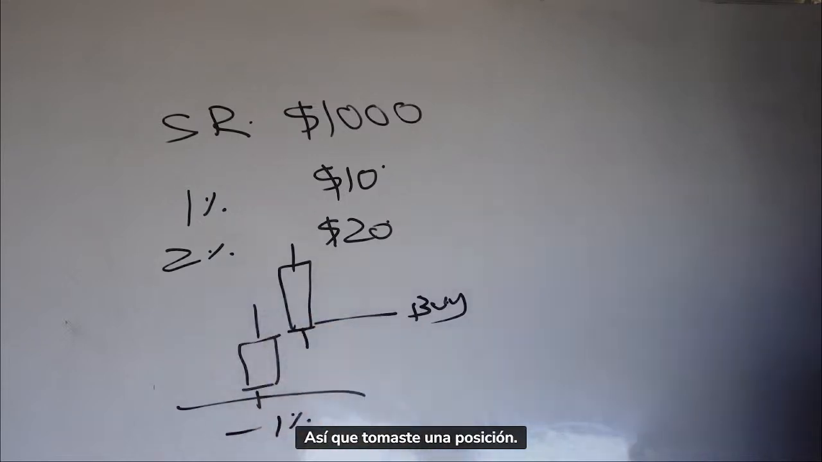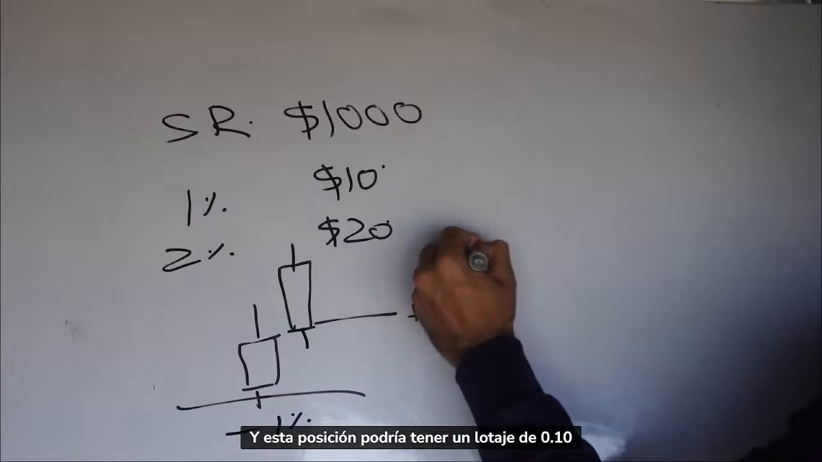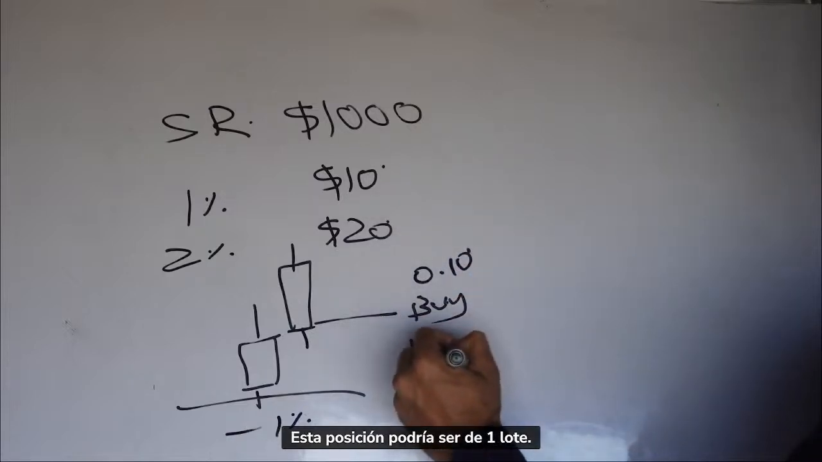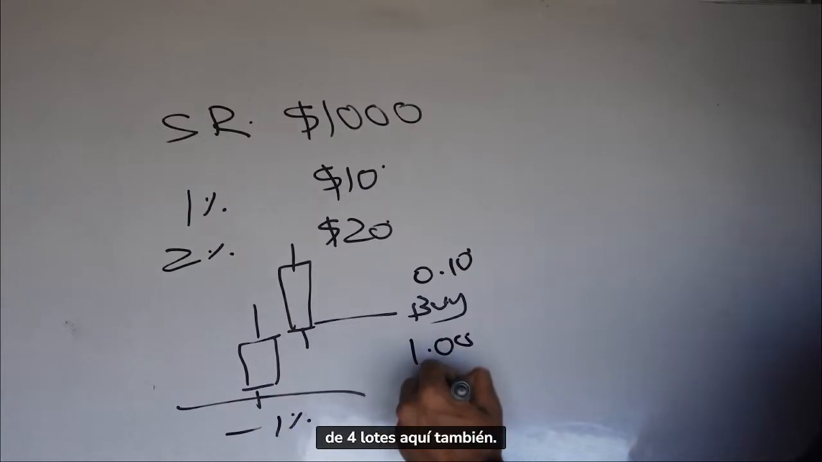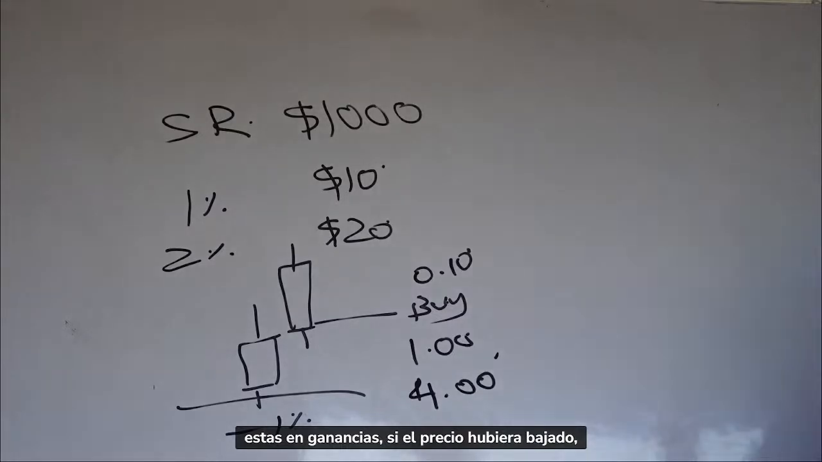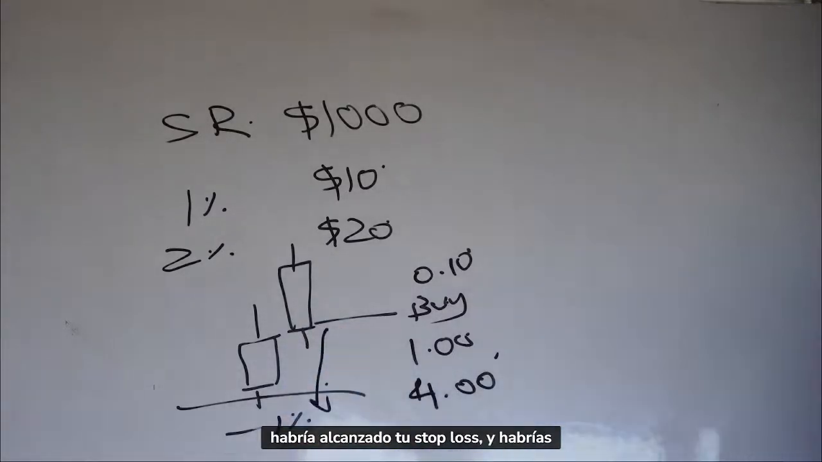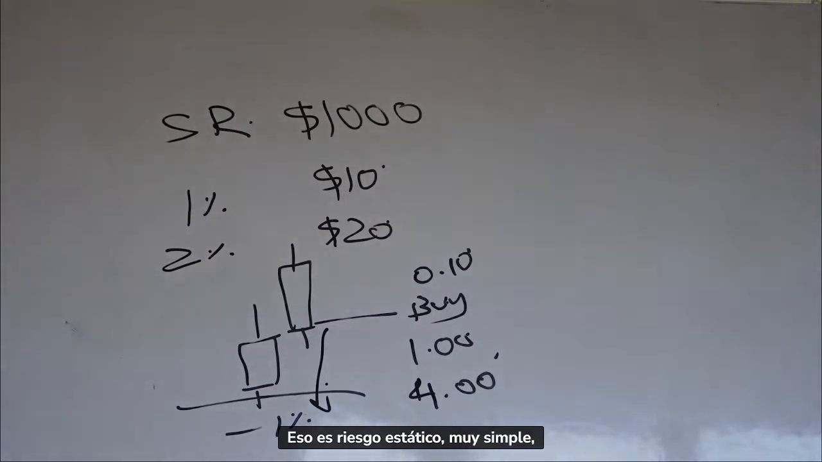So you took one position. Let's say this position could be a 10-cent lot. This position could be a $1 lot. This position could be, let's say, 4 lots here as well. So you just took one position. Price went in profit. If the price would have come down, it would have hit your stop loss, and you would have lost exactly how much you risked. Right, so that's static risk. Very, very simple, nothing complicated, very, very basic stuff.